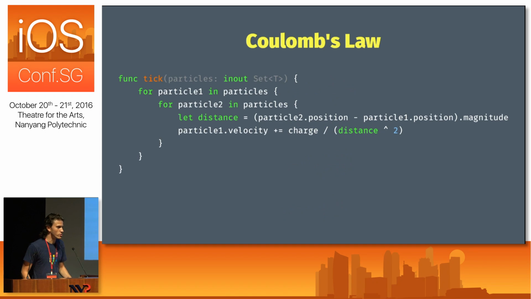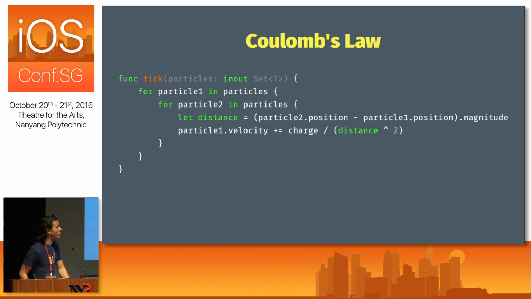So this is the code to implement Coulomb's law. It's a simple direct sum implementation where we iterate over all the particles twice. Between each pair of them, we calculate the distance by subtracting the positions and then calculating the magnitude. Then we add to the velocity, accelerating by the force based on the charge divided by the distance squared.